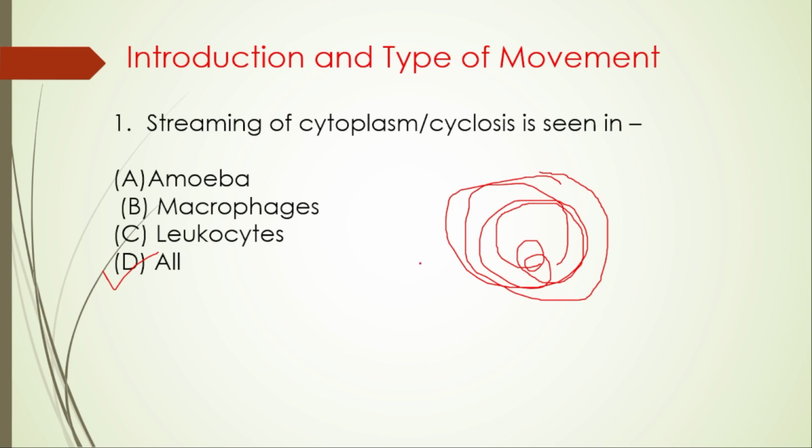In amoeba, cytoplasmic streaming takes place to form pseudopodia for movement and capturing food. Macrophages and leukocytes, the human white blood cells, also exhibit cytoplasmic streaming to move through tissue and engulf pathogens via amoeboid movement. Because all three of the cells utilize such a process, the answer is all. So you came to know streaming of cytoplasm: it is the directed flow of the cytoplasm within the cell.